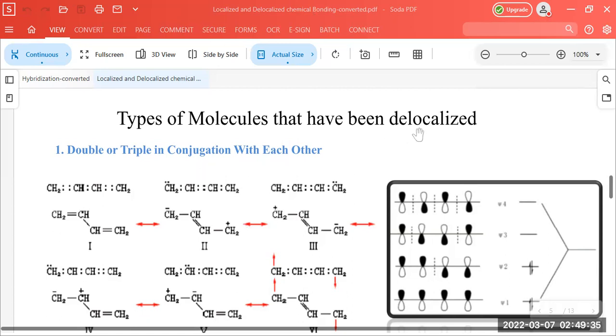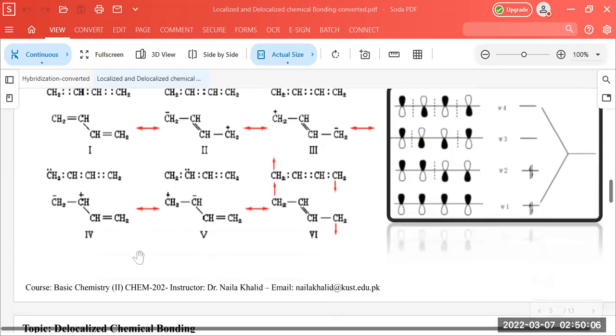Remember students, a delocalized chemical bond can be of three types. As you know, it is the electron pair which is shared by more than two nuclei. This sharing is due to the conjugation between double or triple bonds. If there are two double bonds, or two triple bonds, or one double and one triple bond in conjugation with each other, what does it mean? It means there is only one single bond at an alternate position. So that is why this electron pair is shared between more than two nuclei rather than only two nuclei.